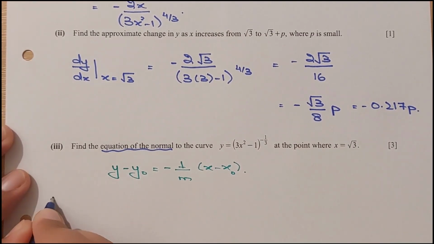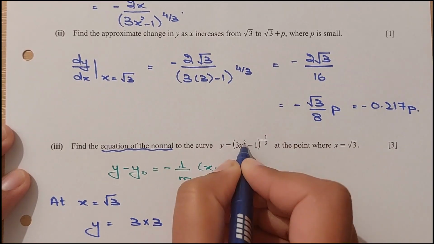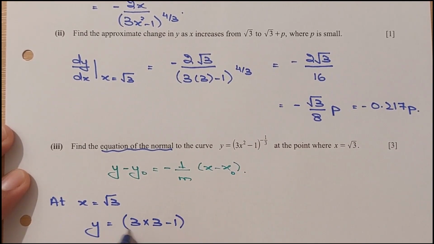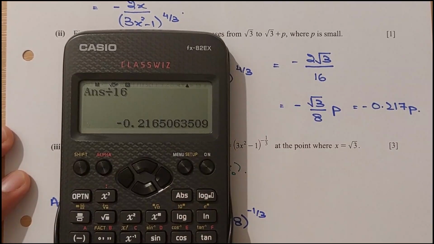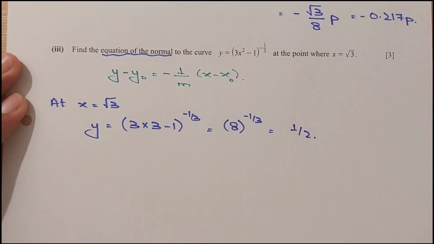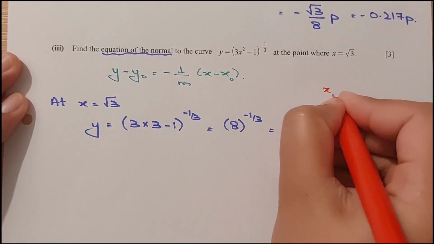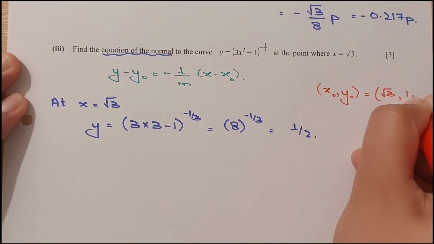Okay, so at x equal to square root of 3, what is y? Y is equal to 3 times 3, because square root of 3 square is just 3, minus 1 and its whole power is minus 1 by 3. So 3 times 3 is 9, 9 minus 1 is 8, 8 power is minus 1 by 3. Okay, so 8 exponent negative 1 divided by 3 is 1 by 2. So we have a point x naught, y naught. Let me write down the points. X naught is square root of 3 and y naught is 1 by 2.